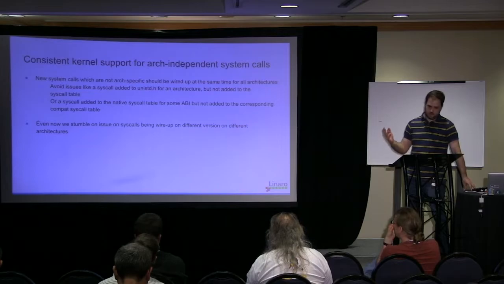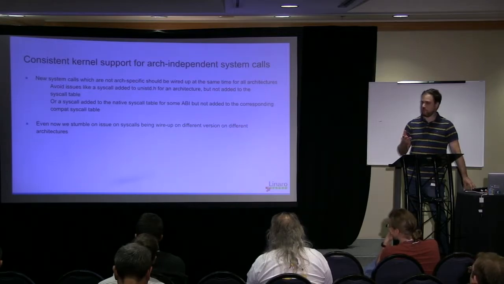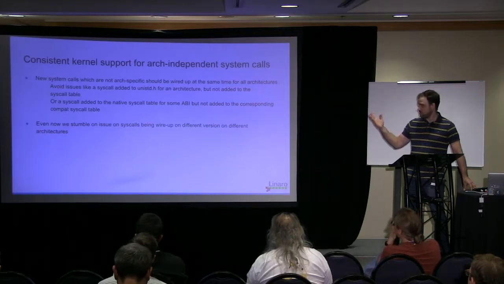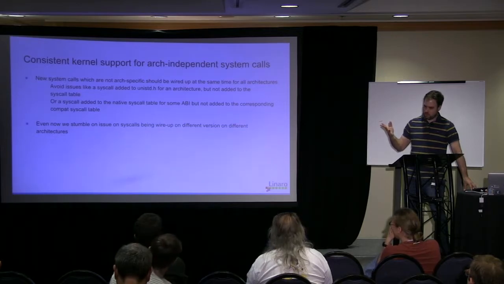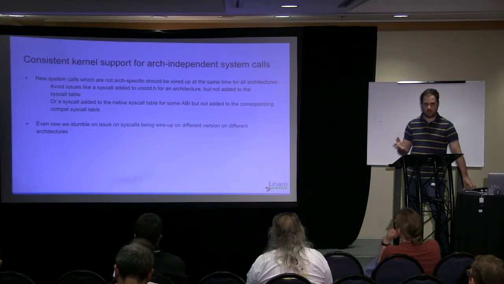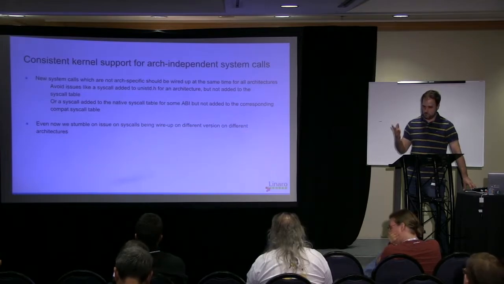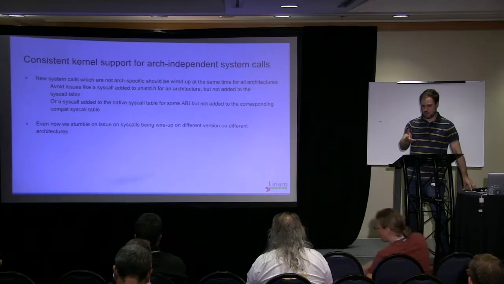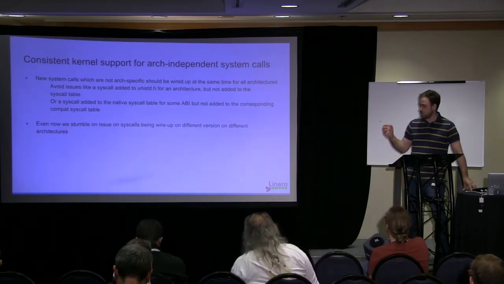So the next thing that was also discussed on the mailing list is that it would be good to have consistent kernel support for all the architecture-independent syscalls. For instance, when the kernel defines a new syscall, it should be included on all the architectures at the same time. This issue still bites us on recent releases. We just found out, for instance, that SPARC has some issue with the sub-optimized syscalls. And I think Arnd has discussed this on the mailing list, about what kind of work you're doing.